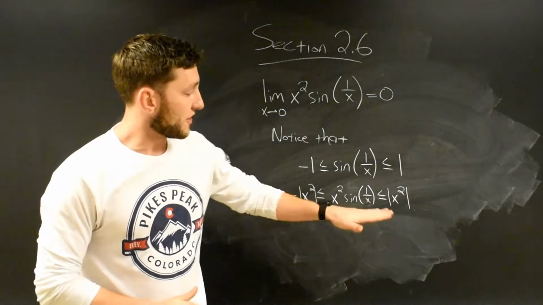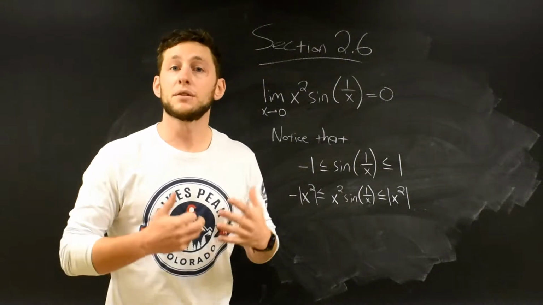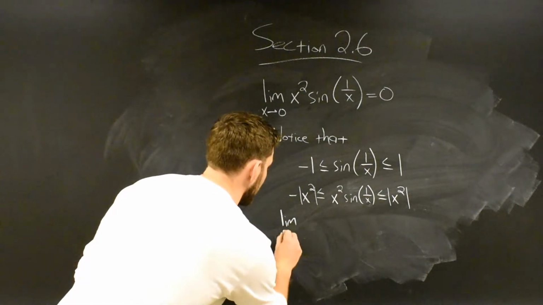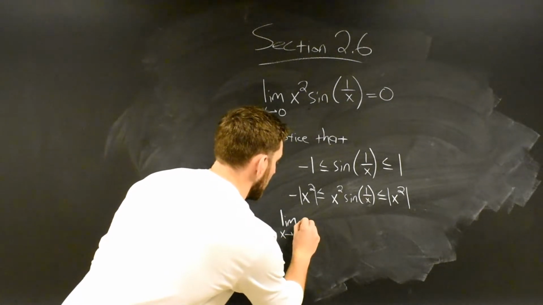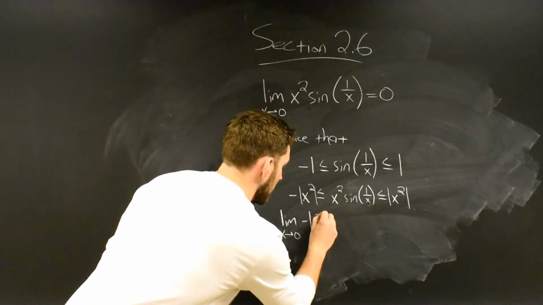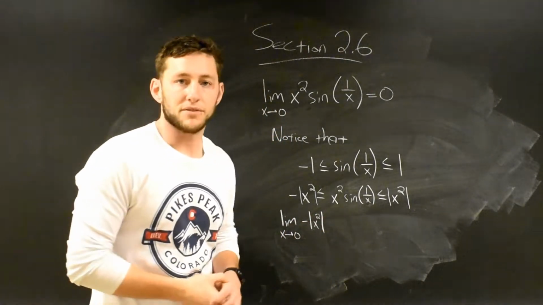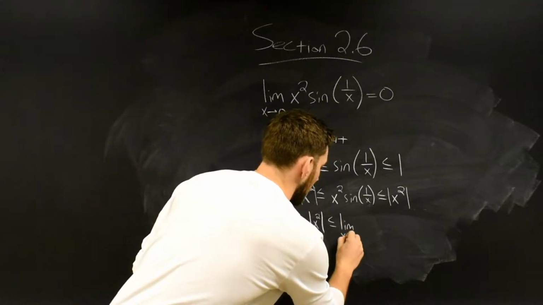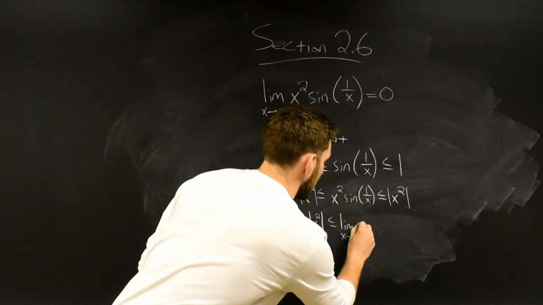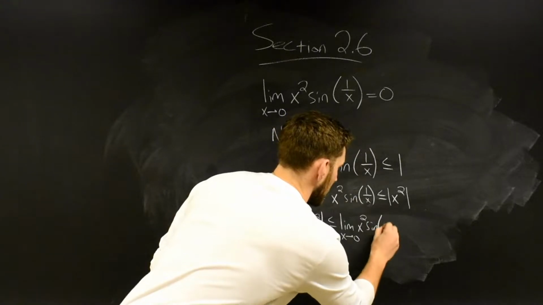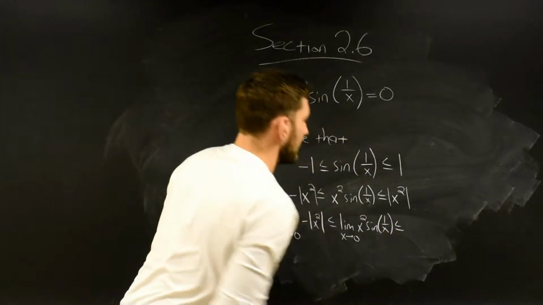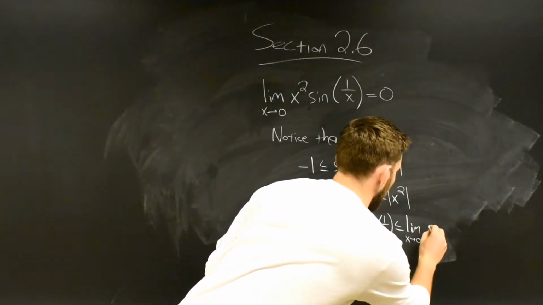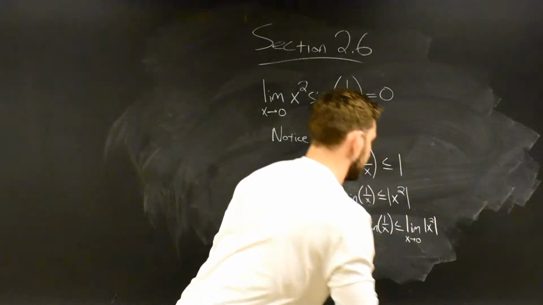Well, if your functions follow this inequality, you should also have that your limits follow this inequality. So the limit as x approaches 0, and you're usually best to go ahead and throw the absolute values on no matter what, is less than or equal to the limit as x approaches 0 of the function we care about, is less than or equal to the limit as x approaches 0 of the absolute value of x squared.